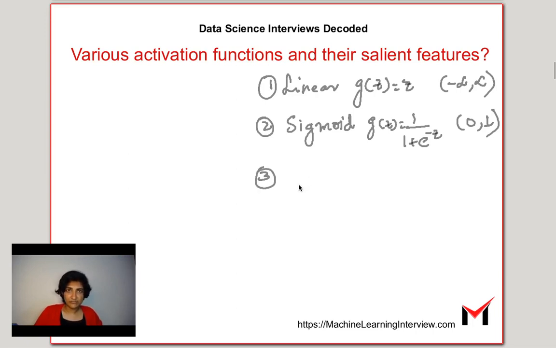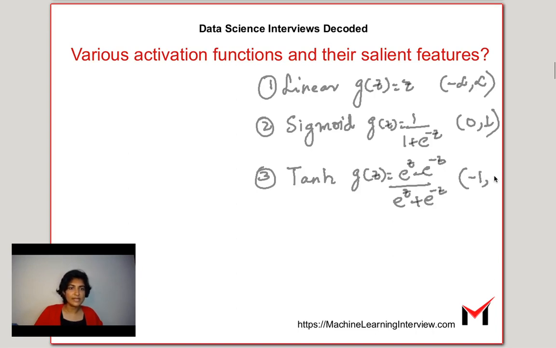Another popular activation function is the tanh activation function. The tanh activation function is defined as g of z equals e power z minus e power minus z by e power z plus e power minus z. The tanh function takes values between minus 1 and 1. It is similar to the sigmoid function, however, it takes values between minus 1 and 1 and is sort of a scaled version of sigmoid, is one way to think about it intuitively.